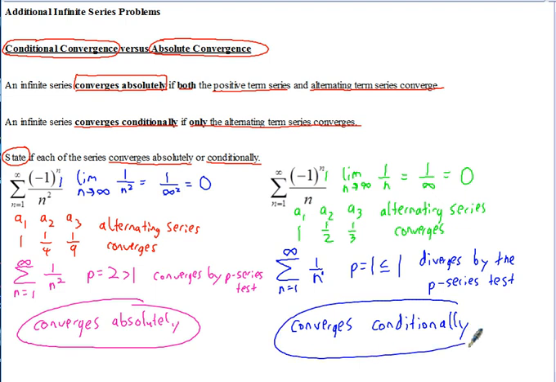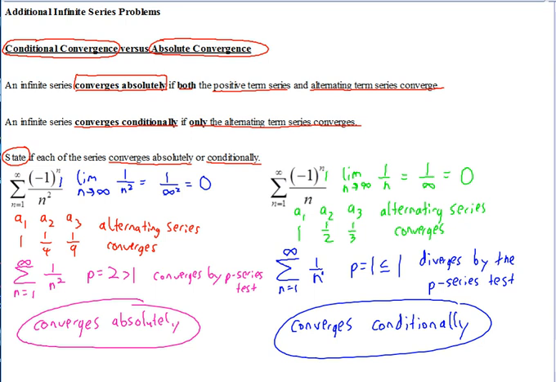So again, if both the positive term series and the alternating series converge, that's called converging absolutely. However, if only the alternating series converges, but not the positive term series, if it wasn't alternating, then it converges conditionally.